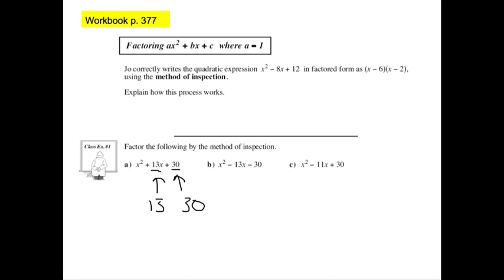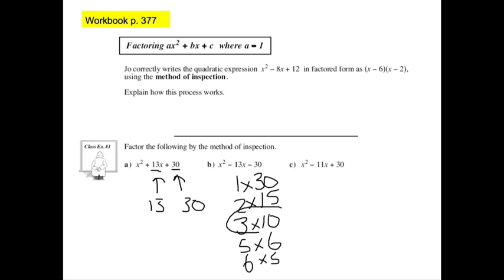And if you take a look at how you multiply to get 30, you have 1 times 30. You also have 2 times 15. You have 3 times 10. You also have 5 times 6. And 6 times 5, of course. Now, which one of these combinations will also give you 13? Well, 3 and 10 is probably your best bet, because that's a positive 30 and that's a positive 13.